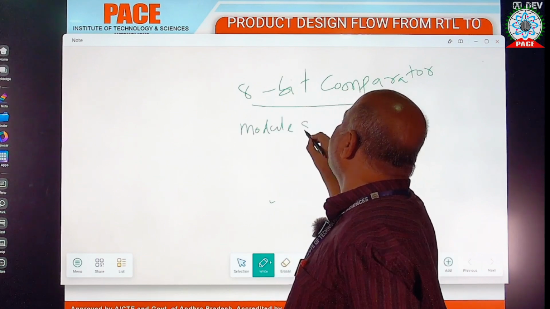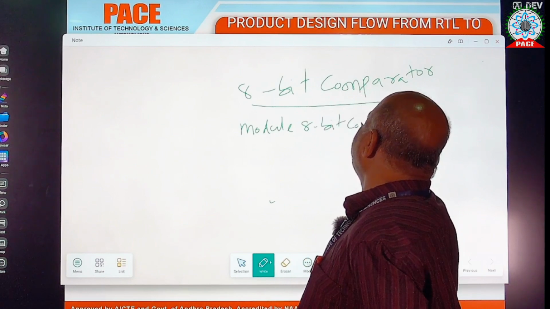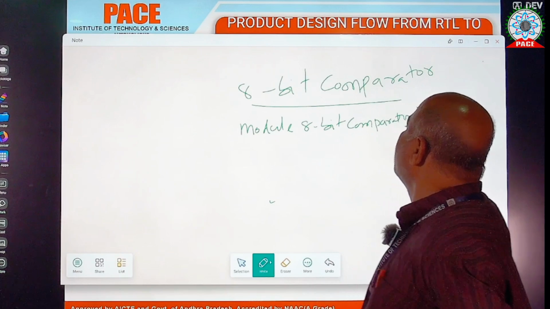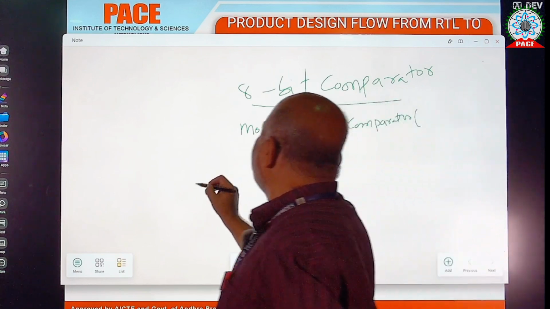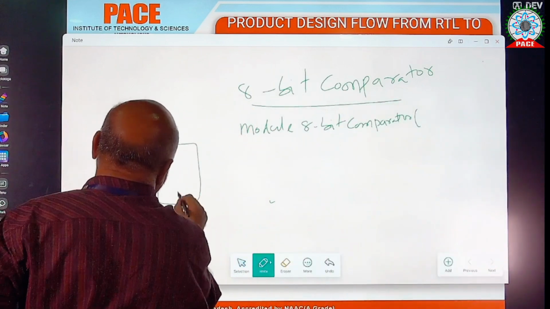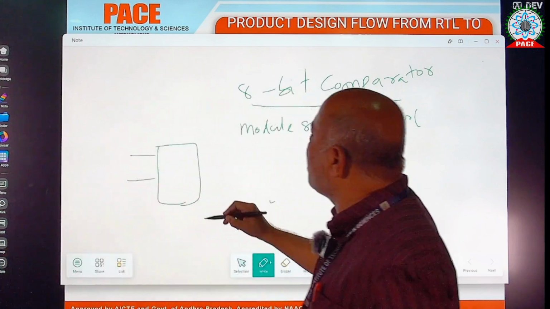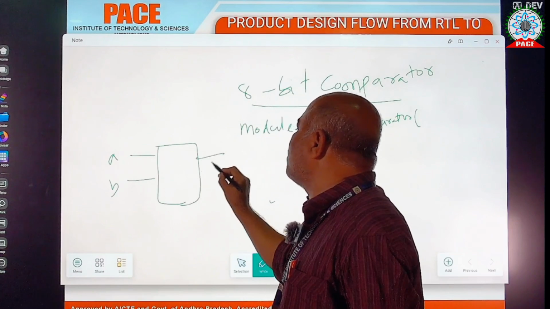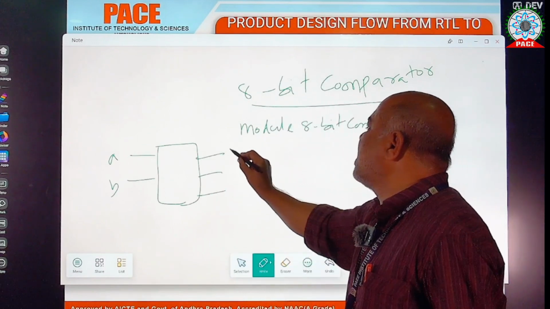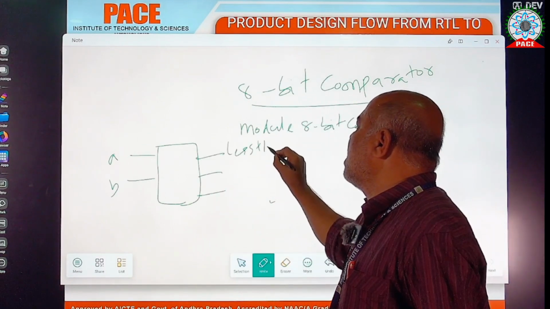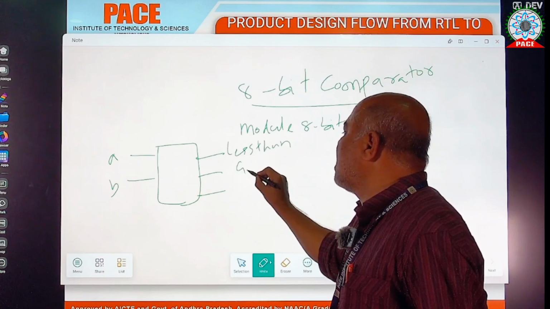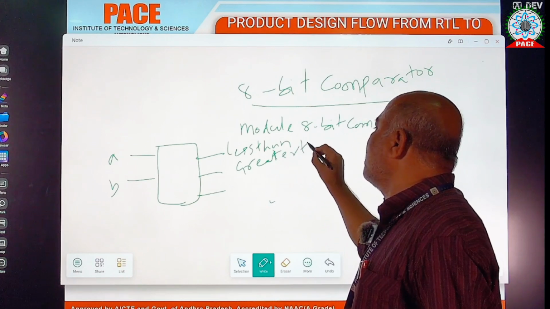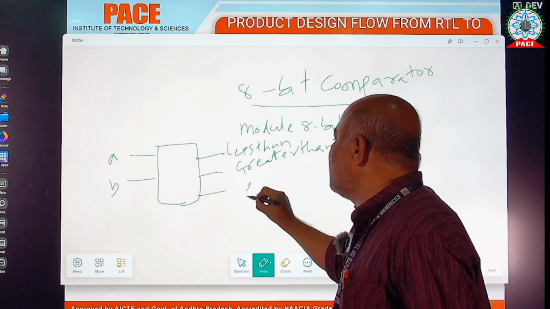First I will draw it. The inputs are A and B. The outputs are three: less than, greater than, and equal. So this is the architecture specification, and then you can write the coding.